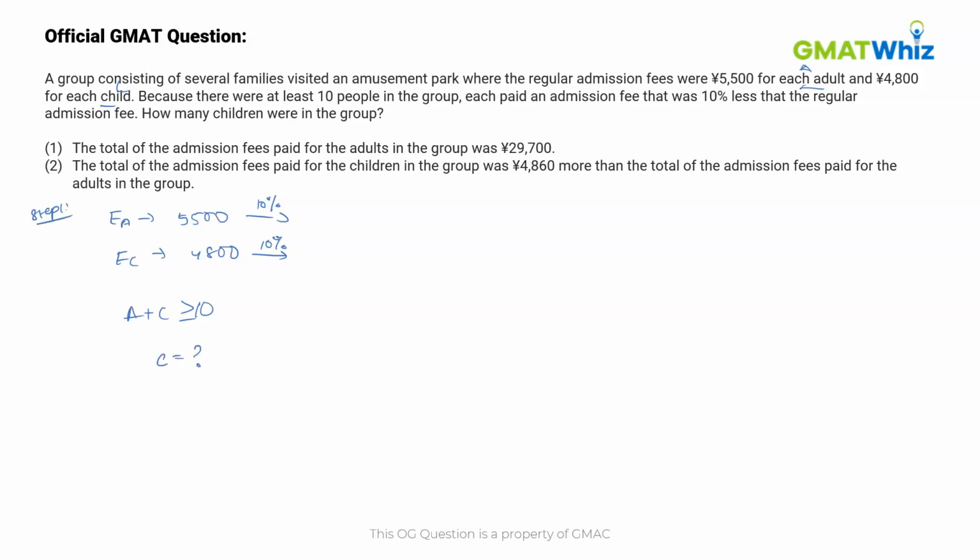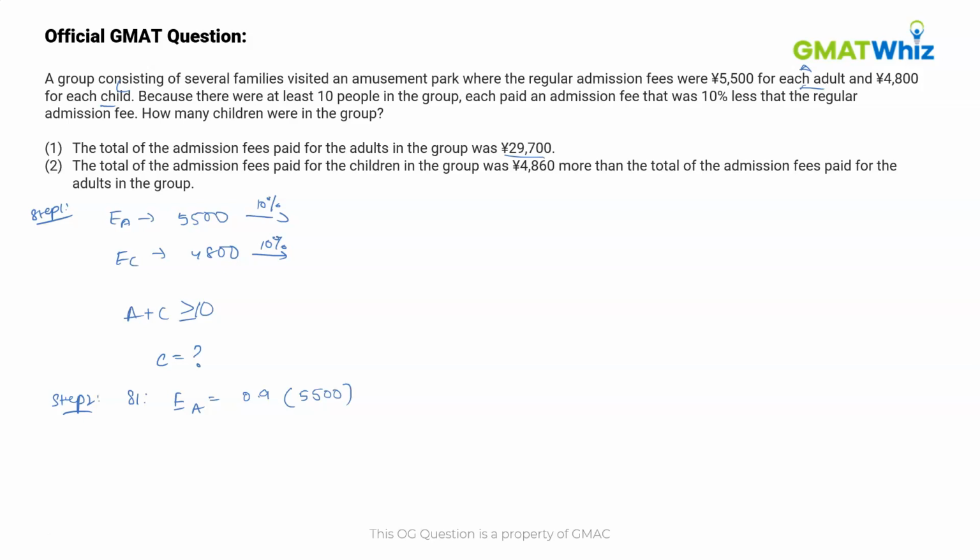We now move on to step 2. In step 2, we analyze statement 1 first. In statement 1, we have that the total of the admission fees paid for the adult group was 29,700 yen. Now using this, we can write: if the entrance fee for each adult was discounted by 10%, then the entrance fee would be 0.9 multiplied by 5,500 yen. So this is the new entrance fee.